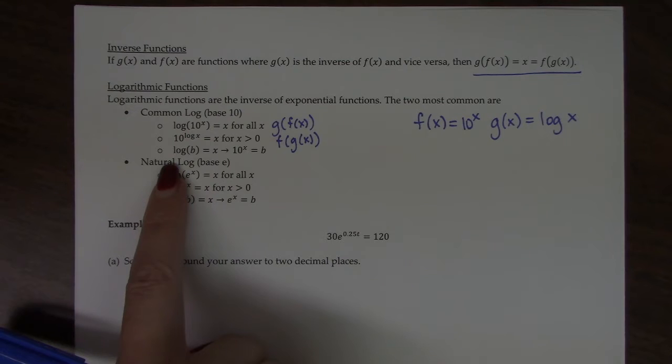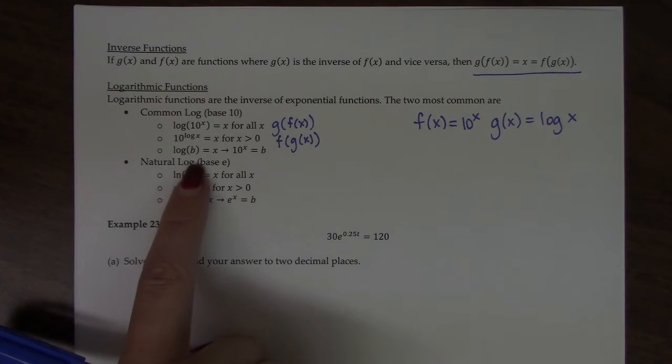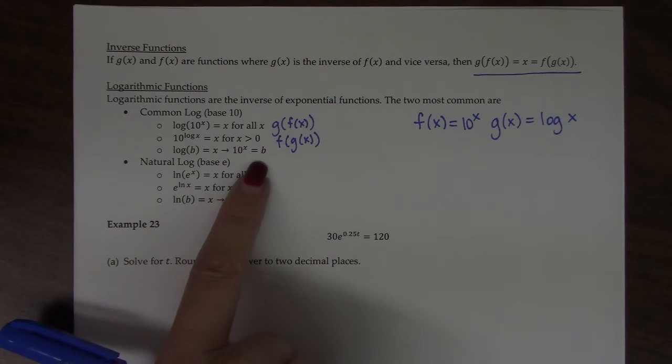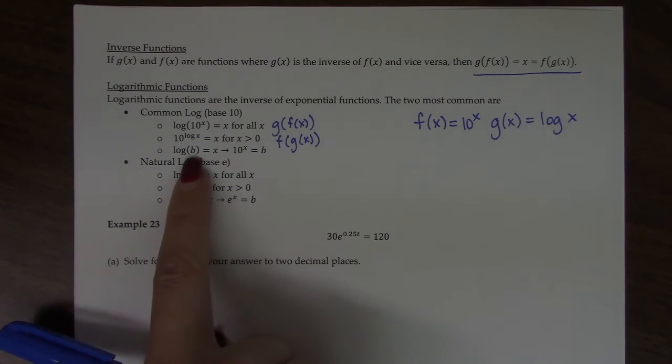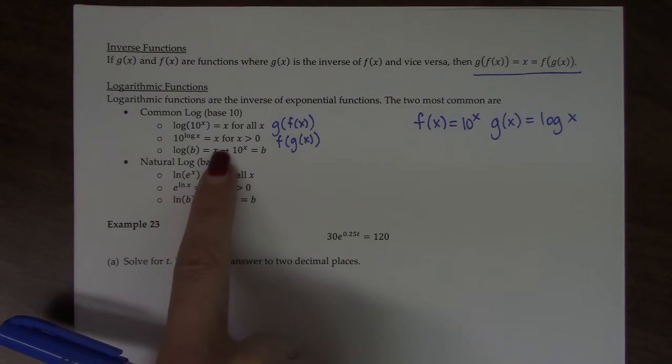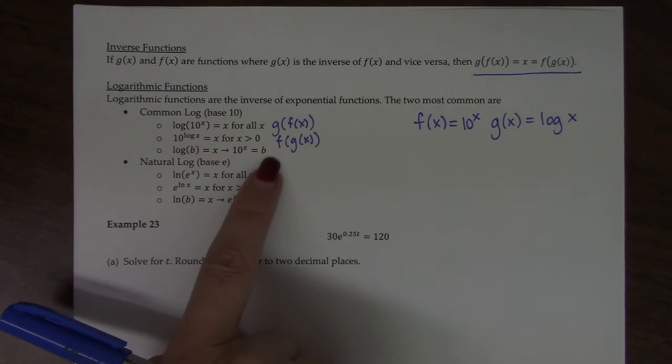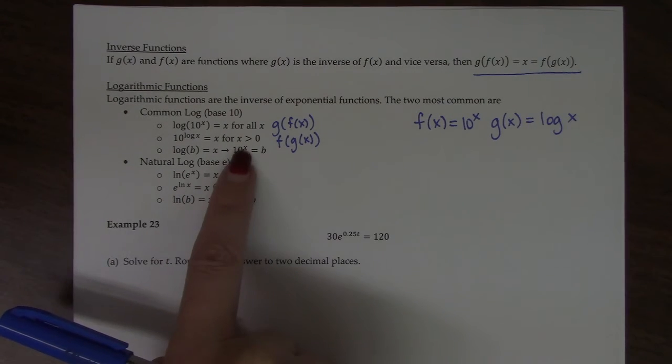If you take log of b, it equals x. If log of b equals x, then that implies that 10 to the x equals b. So if we take the base and raise it over the x, it switches the x and y values. So the thing that goes in is now the output, and the thing that came out is now the input.